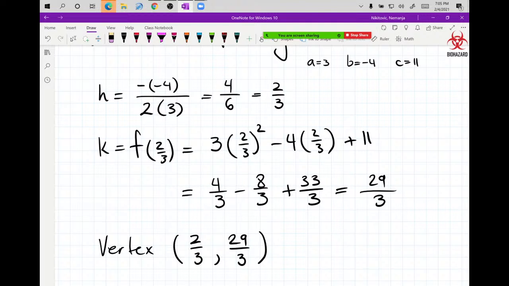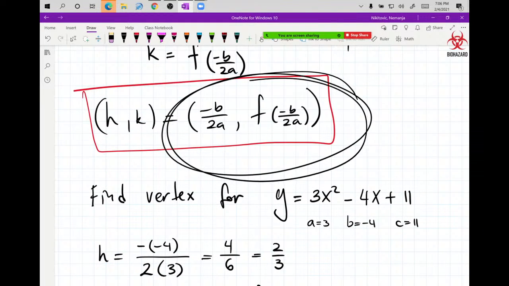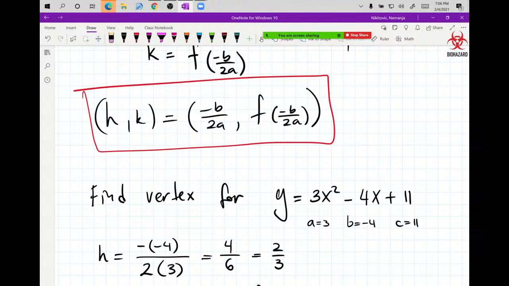So if you have standard form, you look at it and just pick your h and k. If you have the ABC form, you jump through hoops to calculate your h and k. So each of these forms of quadratic function has its perks and benefits and its drawbacks. And it's not that one is better than the other, because they are used in different situations.